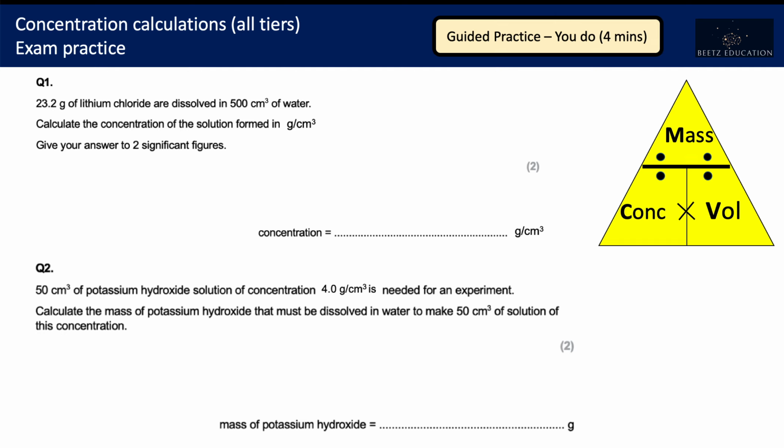Okay, 2 for you to have a go at. I've included the MCV triangle on the right hand side for now, and these are 4 marks worth of questions, so you should spend no more than 4 minutes on this. Pause the video and I'll review in a moment.